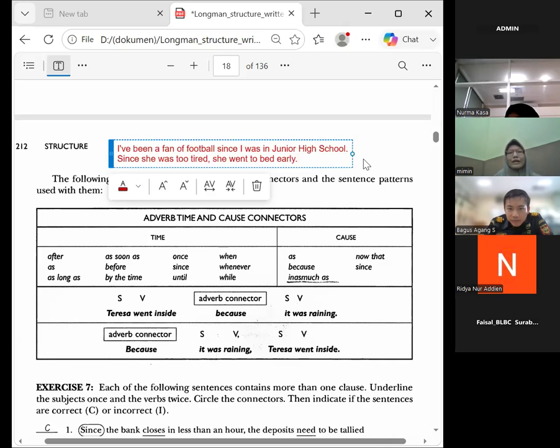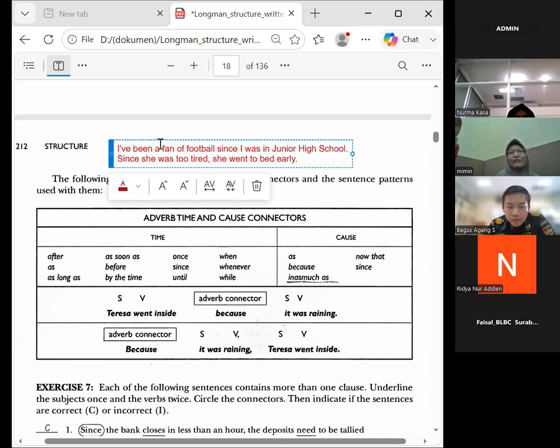Well, if you see the difference between the two examples here, the first is "I have been a fan", which is in what tense? I give you three options: past simple, present simple, or present perfect. Sentence one: I've been a fan of football since I was in junior high school. Present perfect, maybe, coach?